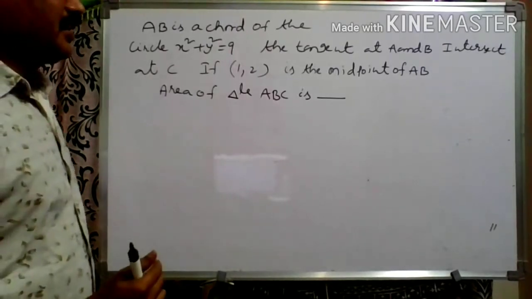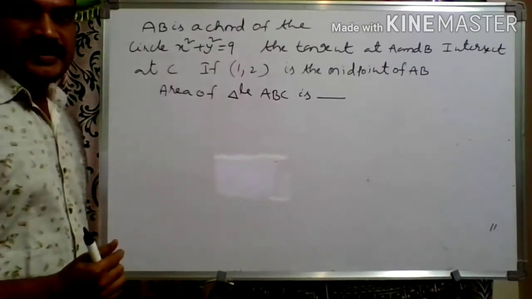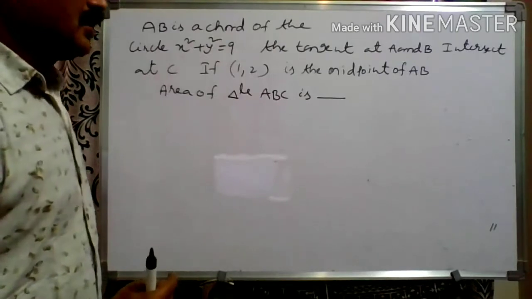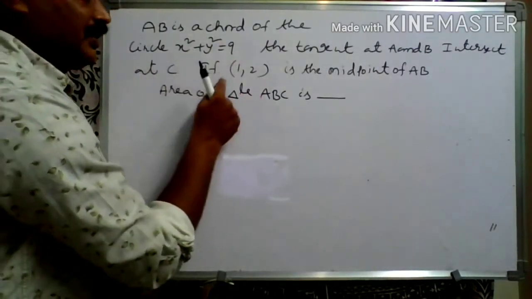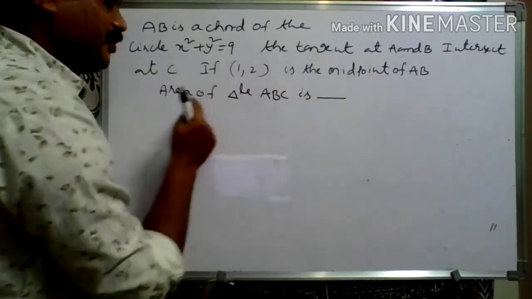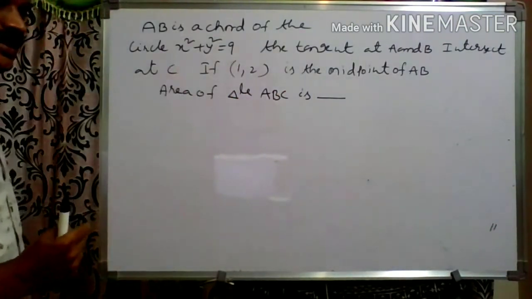Next problem. AB is a chord of the circle x square plus y square is equal to 9. The tangents at A and B intersect at C. If 1 comma 2 is the midpoint of AB, the area of the triangle ABC is.